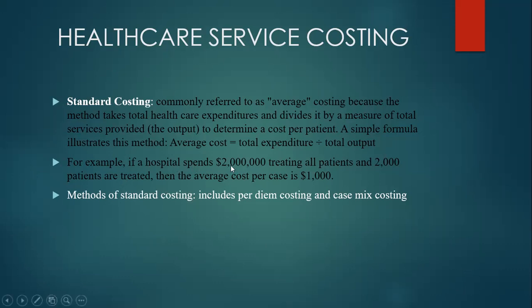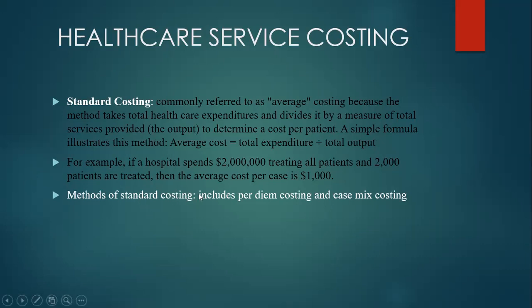For example, if a hospital spends $2 million treating all patients and 2,000 patients were treated during the year, the average cost per case is $1,000. So that becomes your cost. Indirectly, you can say that every patient that comes to the hospital for any case, whether surgery or medical attention or whatever it is, should be paying $1,000, or this is the cost that would have been spent on each patient. So this is another form of service costing within our healthcare facilities.